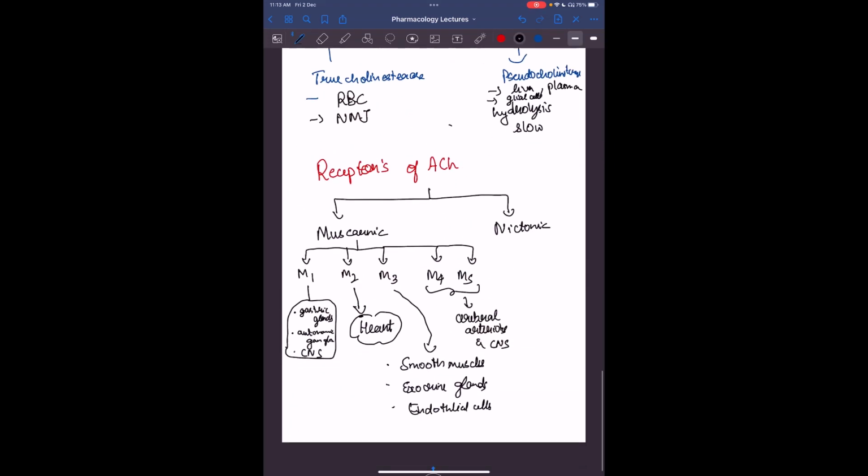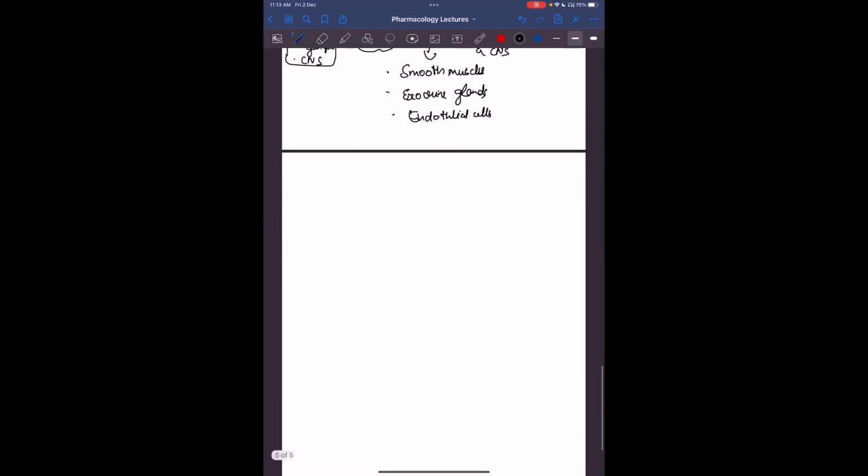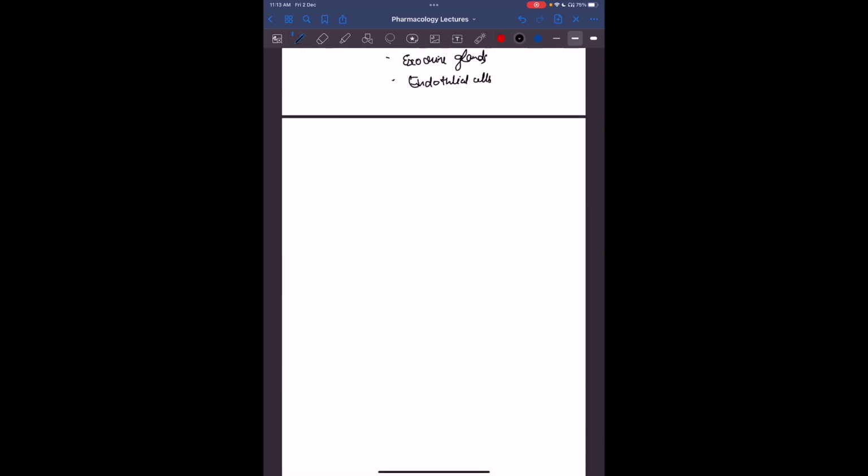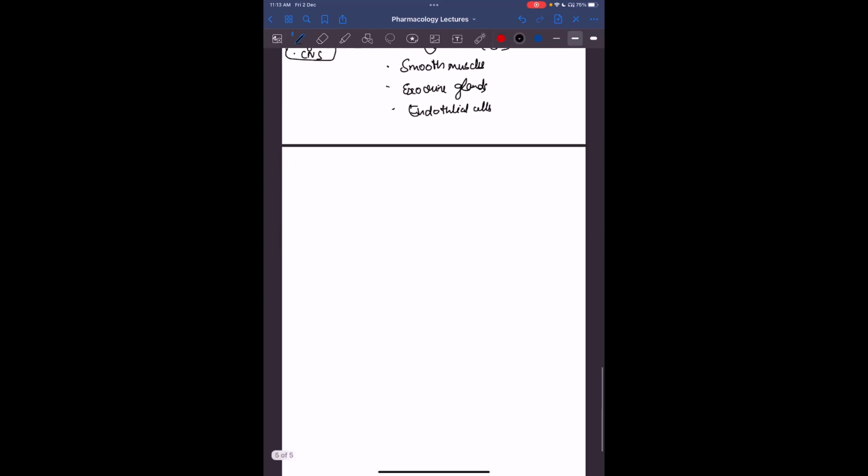I'll tell you about nicotine receptors in a further lecture. Now let's understand our muscarinic receptors. What's the function of each and every receptor? We'll learn now. First, we'll classify the muscarinic actions system-wise.